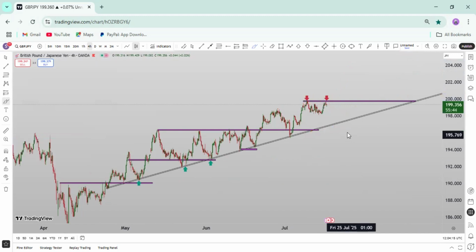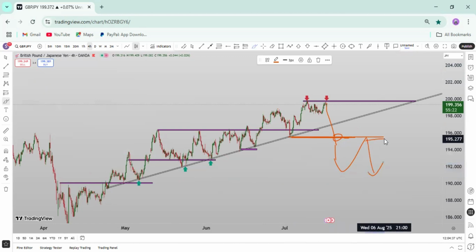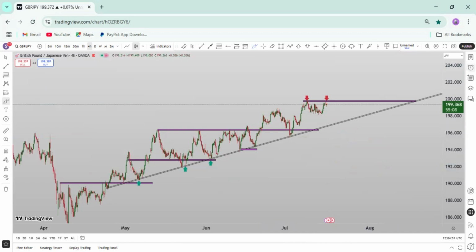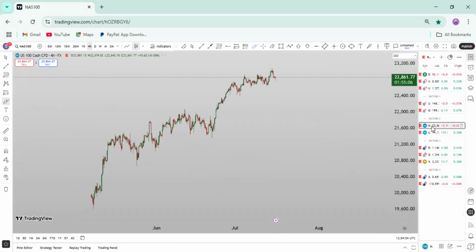And also the last one, if the market breaks this level around here, breaks this support around here, it will show me the change of direction. Then I'll just wait to see the market retrace to this area around here. Then I will have a setup around here on a retest of this support area. But for now, I don't have any setup for GBP JPY. I'm just waiting to see the market do its formation.